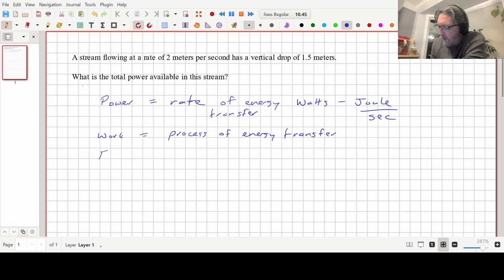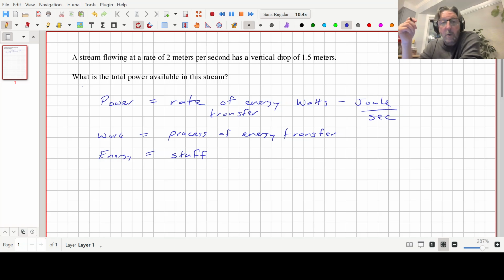And then, of course, there's energy, which is the stuff that we're trying to move around. And it's kind of circularly defined in our textbook as the potential to do work. And work is the process of energy transfer. And power is the rate at which we're doing that.